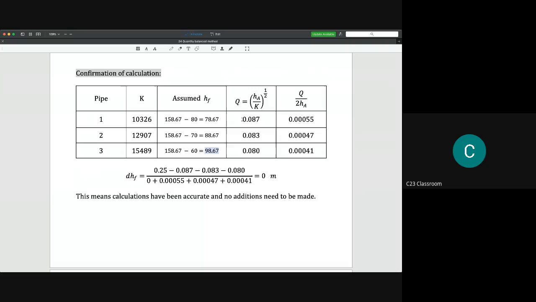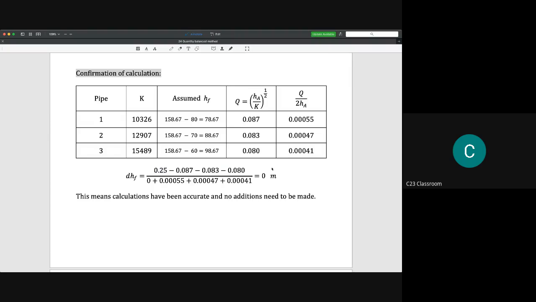So this is your new K, and this is the value of Q over 2HA. Then what we need to do is substitute in the equation, and finally we get delta HF equal to 0 meters. So now it is assumed that we successfully balanced the losses. We get 0 losses, so we are successful in balancing the flow rate at outlet and inlet.